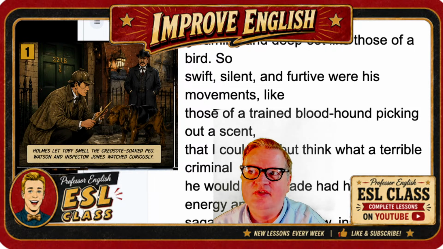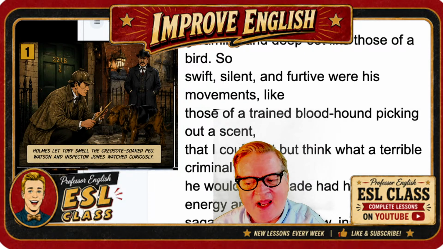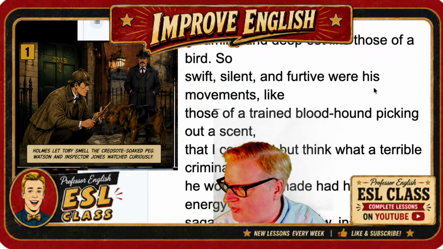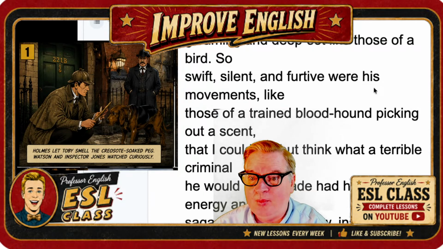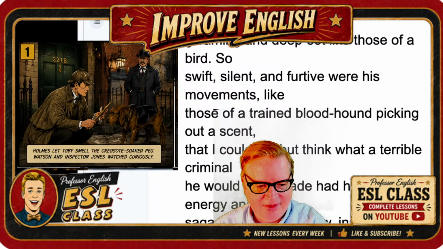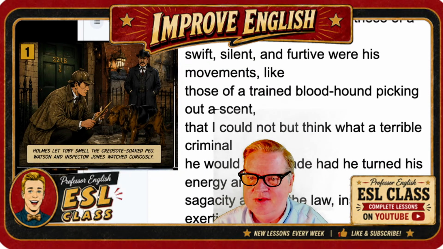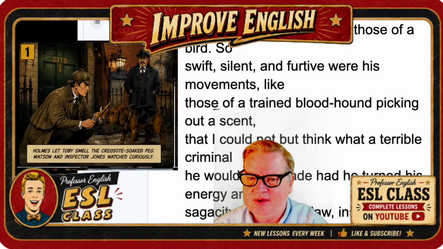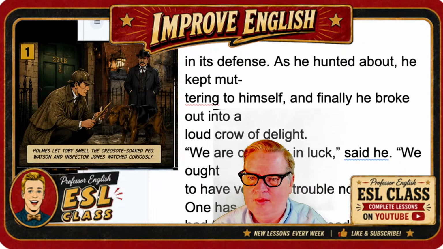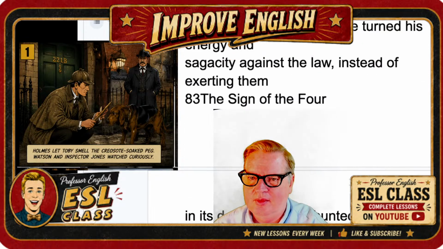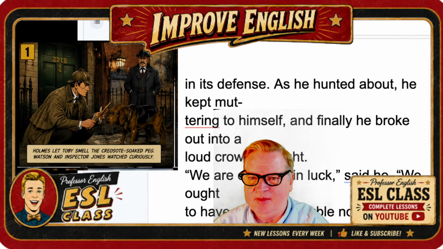Terrible here is sort of a compliment. It doesn't mean that he would be bad at being a criminal. It means that he would be good at being a criminal. So Watson is speculating. He's saying, oh, if Holmes were a criminal instead of a detective, then he'd be a wonderful criminal. He'd be a terrible criminal. Terrible in a good way. "Instead of exerting them in its defense."